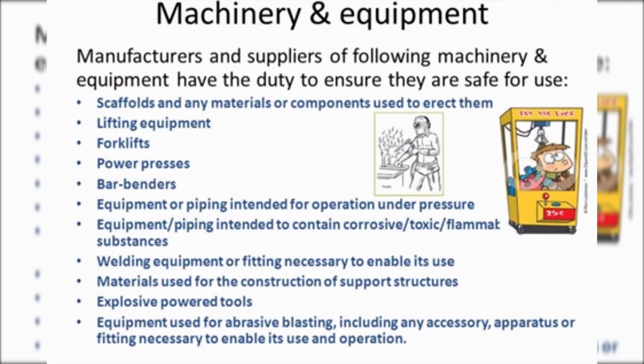Equipment or piping intended to contain corrosive, toxic or flammable substances. Welding equipment or fitting necessary to enable its use. Materials used for the construction of support structures. Explosive-powered tools. Equipment used for abrasive blasting, including any accessory, apparatus or fitting necessary to enable its use and operation.